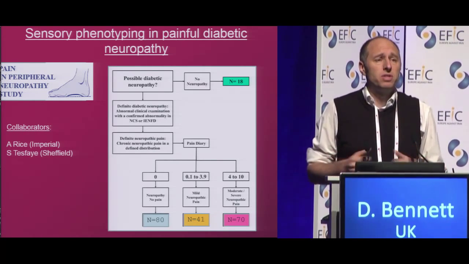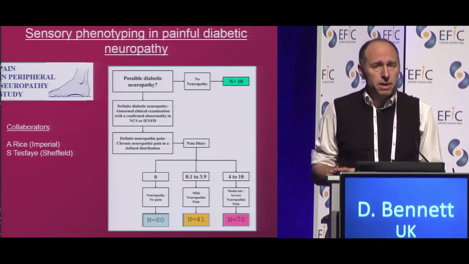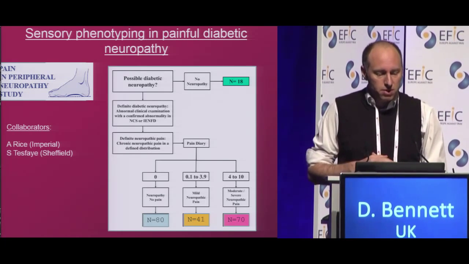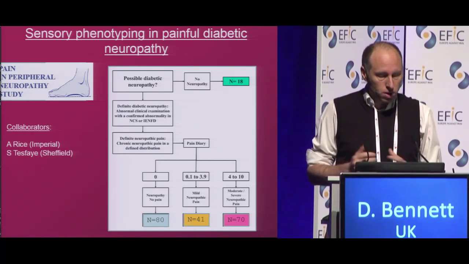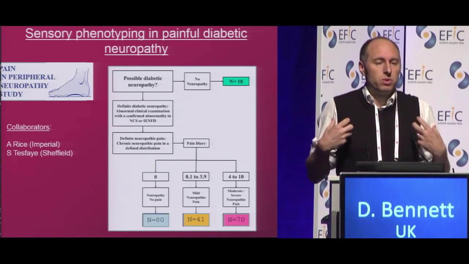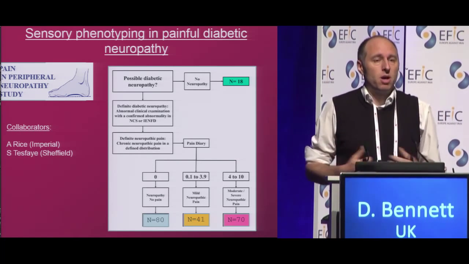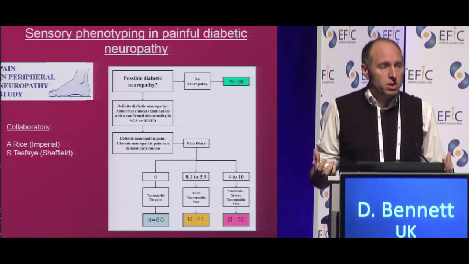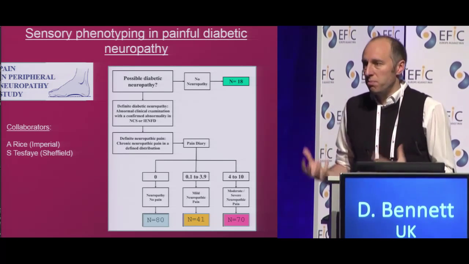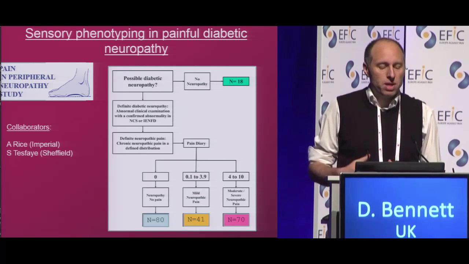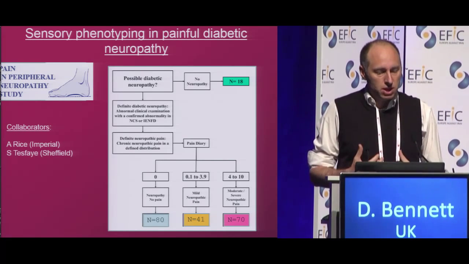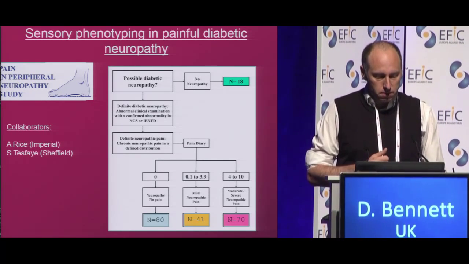I'm not going to go into the details of how you diagnose diabetic neuropathy because that's going to be covered in a subsequent talk. But essentially we wanted quite a firm definition of diabetic neuropathy. They had to have clinical signs of neuropathy and there had to be an objective measure of diabetic neuropathy, whether that was a reduced nerve fiber density in the skin or nerve conduction studies.